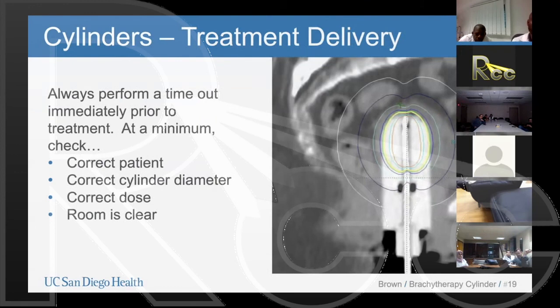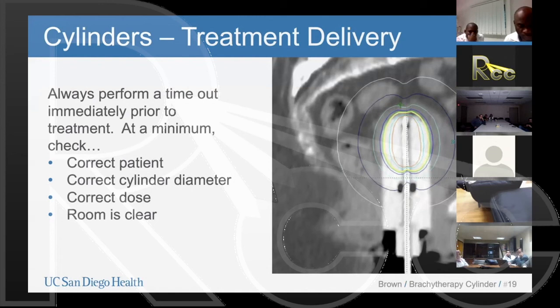Treatment delivery, as with all of the treatments that we do in brachytherapy, we're going to perform a timeout immediately prior to treatment. You can include many things on your timeout list, but at the very least, we want to ensure that we have the correct patient. In a busy clinic with lots of stuff going on, it can be surprisingly easy to bring the wrong patient, insert the cylinder into the patient, and then treat that patient. So immediately prior to delivering the treatment, we want to check that we have the correct patient.